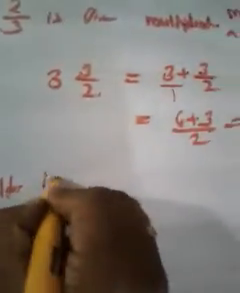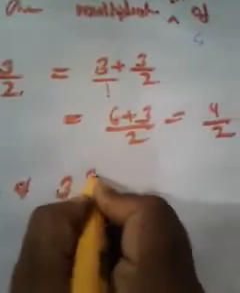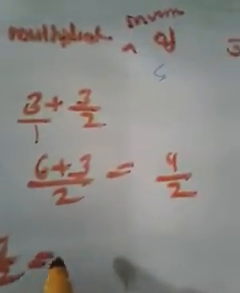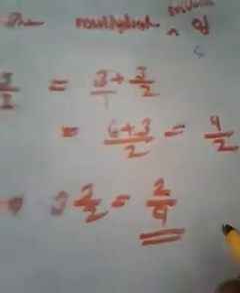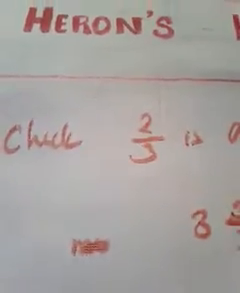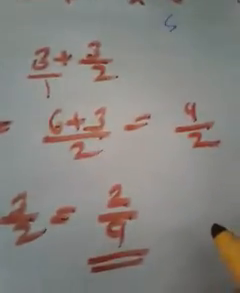The multiplicative inverse of 3 by 2 is nothing but the multiplicative inverse of 9 by 2, that is nothing but 2 by 9. So this statement is wrong. 2 by 3 is not the multiplicative inverse. 2 by 9 is the multiplicative inverse.